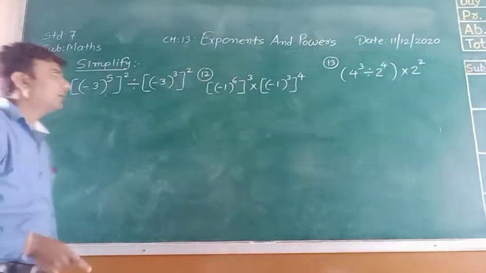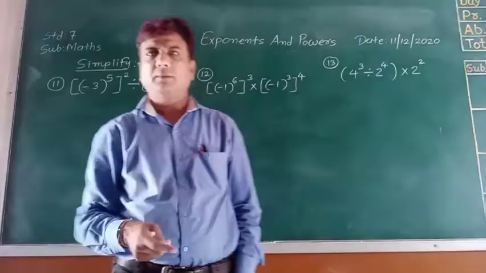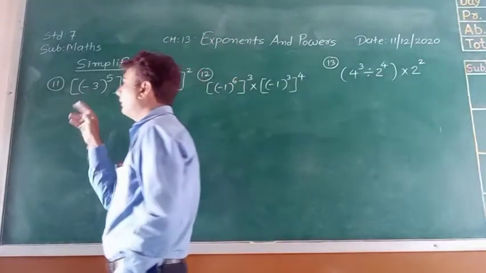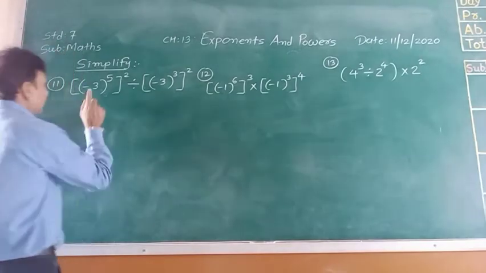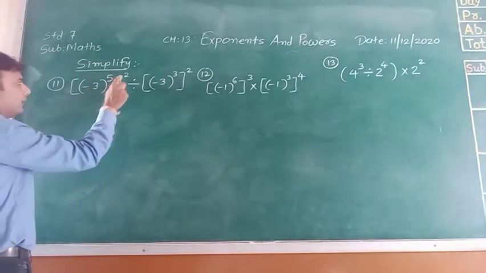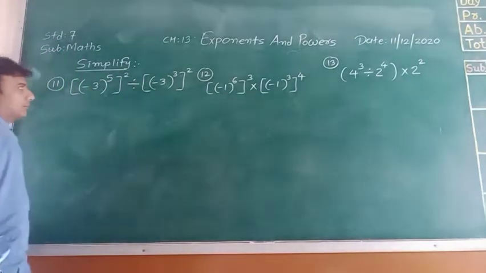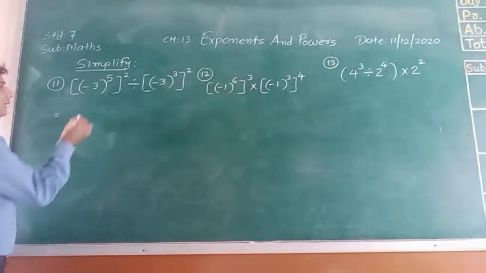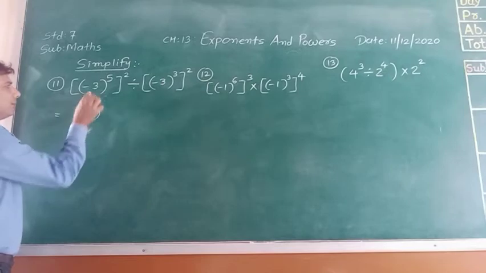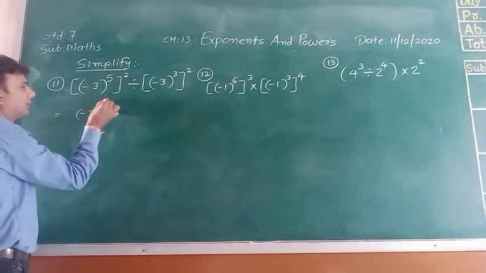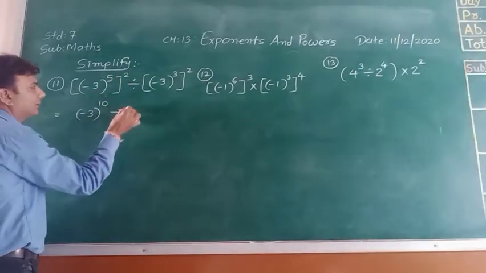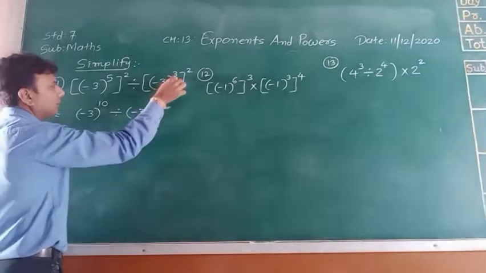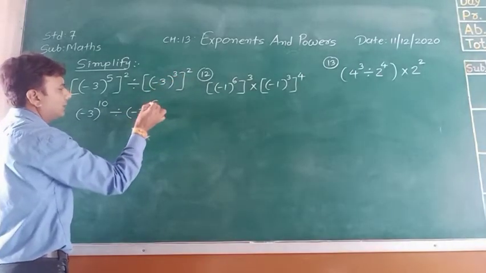In this 11th number, we can observe minus 3 raised to 5 and whole squared. The same concept we will apply here. Minus 3 to the power 10, and minus 3 power on power gives 3 to the 6.